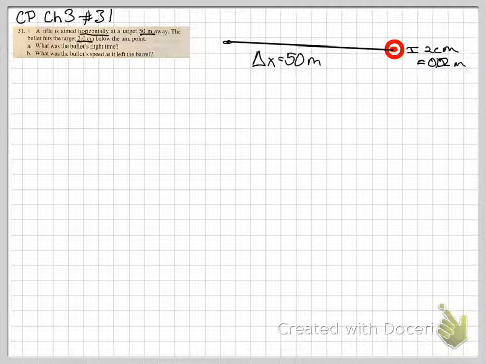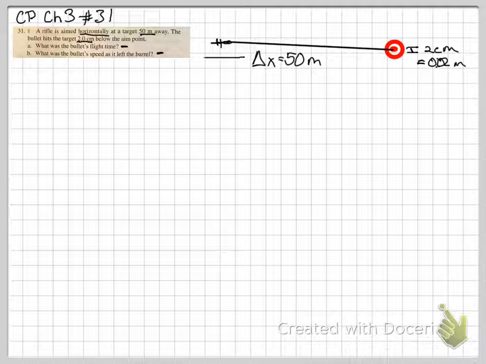The key is that it's aimed horizontally, so the original angle when it left the rifle should have been completely parallel to the ground, basically 0 degrees to the horizontal. The first thing we want to know is how long it was in the air, its flight time, and then what the speed of the bullet was when it left the barrel.